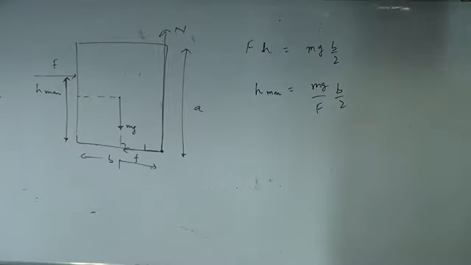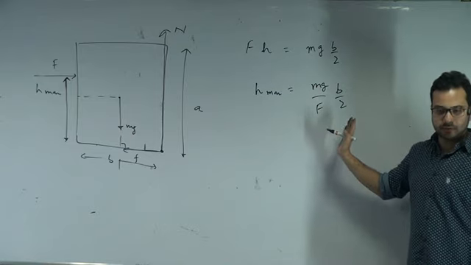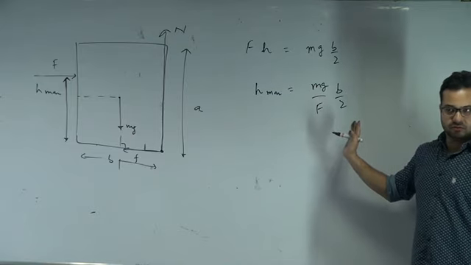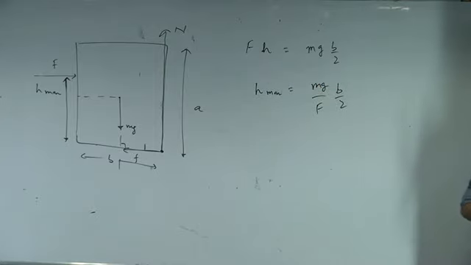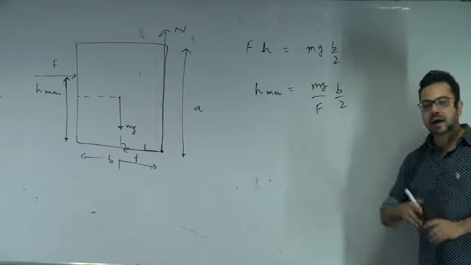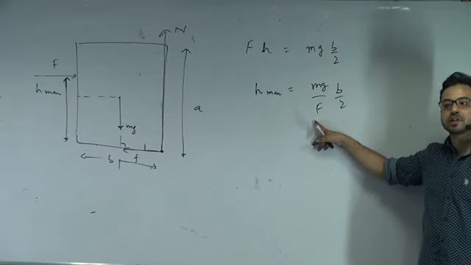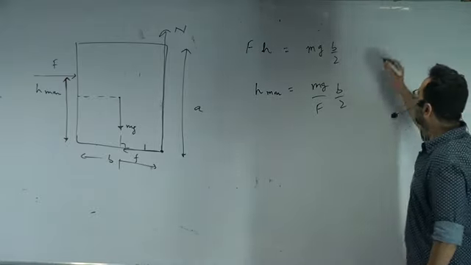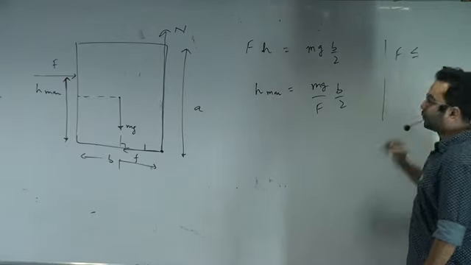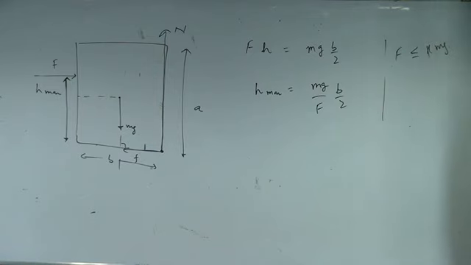Is that clear? Okay, I am not asking you to memorize this. This is no result, this is no formula. It's a simple condition which I want you to understand. So what is the maximum height at which I can apply a force? This is the maximum height at which I can apply a force and the body will not topple. Correct? And secondly, for pure toppling, F should be less than or equal to mu mg, so that it does not slide.